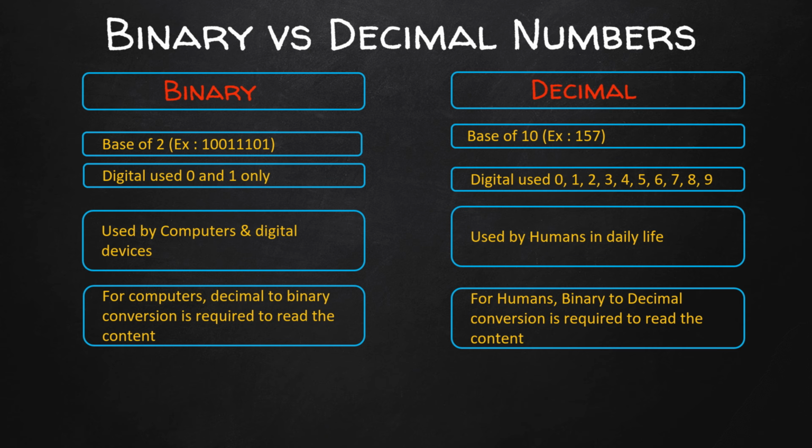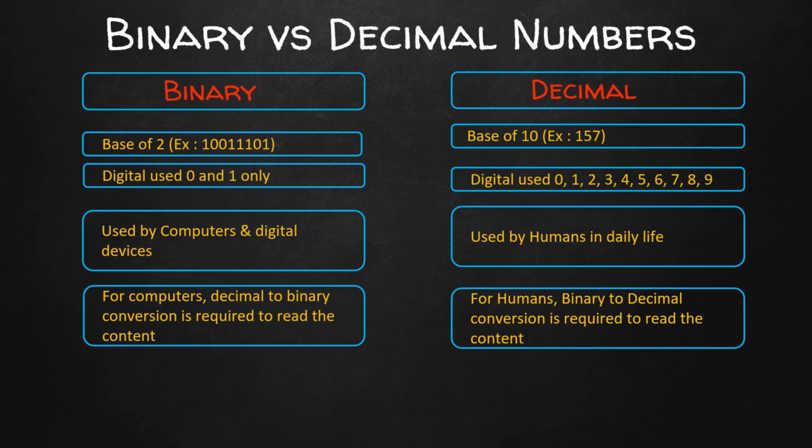Now we come to a conclusion: computers are using the binary number system to read the data and humans are using the decimal number system to read the data. So how can they communicate together? In this situation, a binary to decimal conversion and vice versa needs to be implemented between humans and computers. So how do we convert a binary number to decimal? How do we convert a decimal number to binary? We will discuss this conversion in our upcoming chapters.